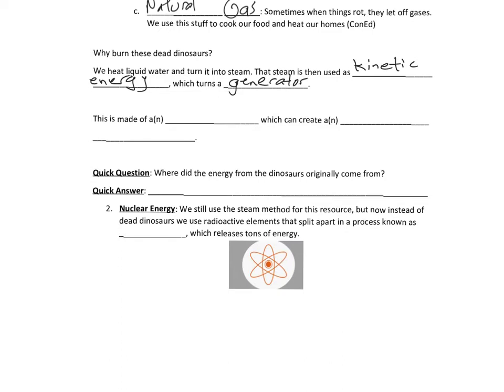Okay? And a generator is made of an electromagnet. That's a magnet that we spin around and around super fast near a bunch of coils of wire. And the result of spinning that magnet around the coils of wire super fast is that it creates an electrical current.